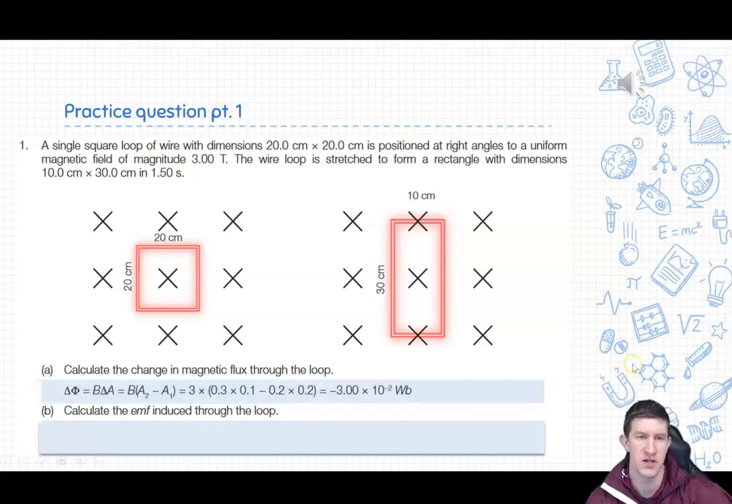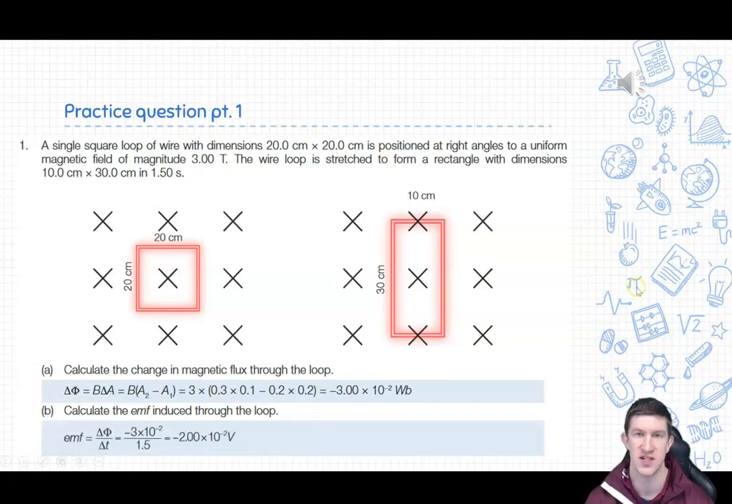So the first question, we end up with -3 times 10 to the minus 2 Webers. And in the second example, the induced EMF uses the change in phi, the change in flux, over the change in time. We end up with -2 times 10 to the minus 2 volts.